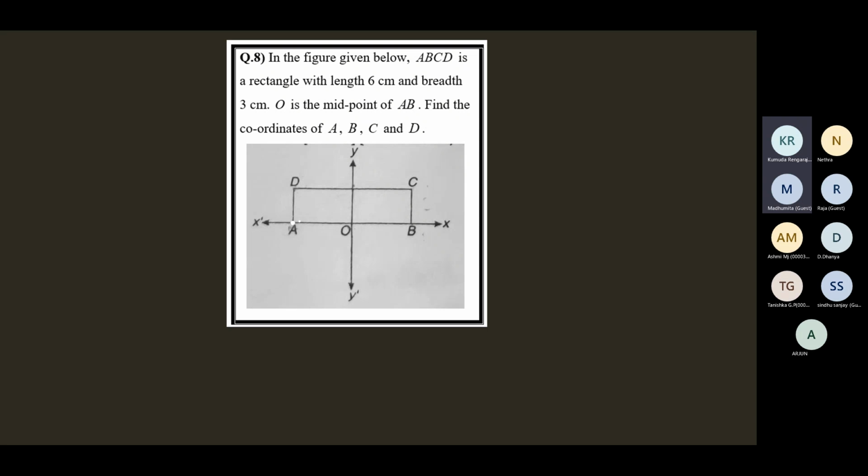Somebody, Netra, tell me. Coordinates of A, Netra? Ma'am, (-3, 0). Coordinates of B? (3, 0). C? (3, 3). And D? (-3, 3). It's 3 because the breadth is 3. This one. The breadth is 3. So the marking here will be 3.